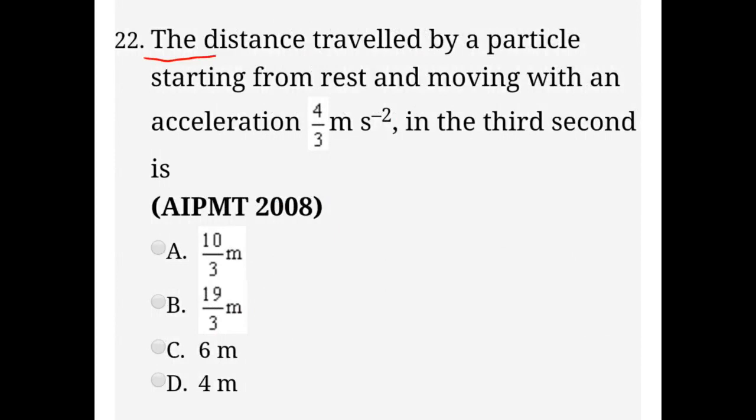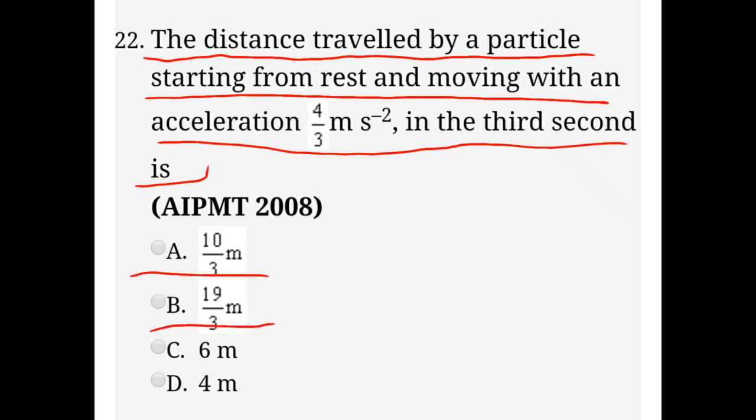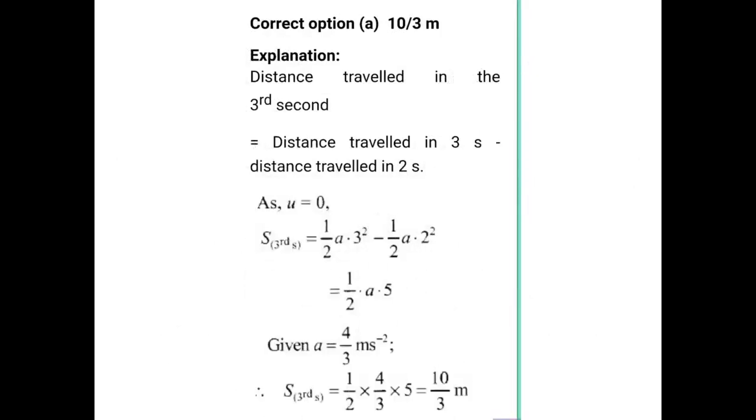Question number 22. The distance traveled by a particle starting from rest and moving with an acceleration 4 by 3 meter per second square in the third second is option A 10 by 3 meter, option B 19 by 3 meter, option C 6 meter, option D 4 meter. The correct option for question number 22 is A, 10 by 3 meter.